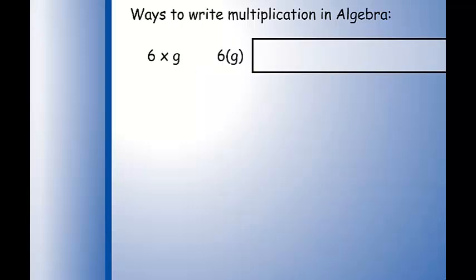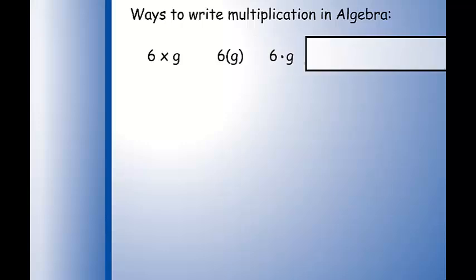One way is to write it with parentheses. When the number is next to the parentheses, it means to multiply. Another way is with a dot. 6 dot g means to multiply also. And one of the most common ways in algebra is 6g, when the letter is next to the number. Please write these as examples in your notes.